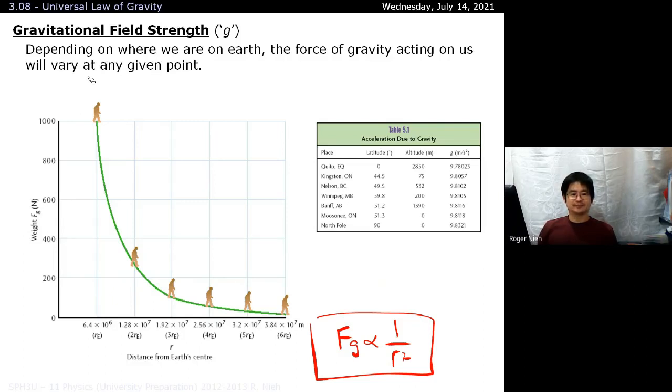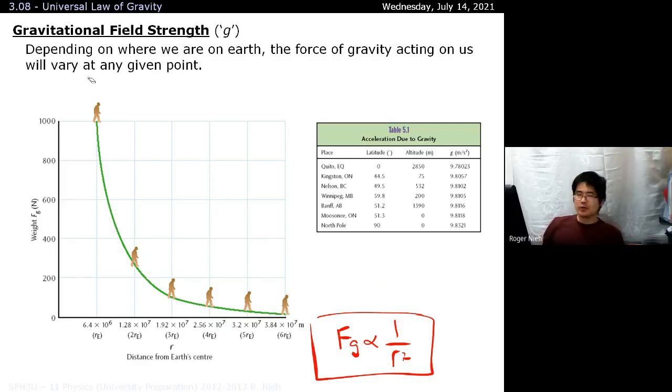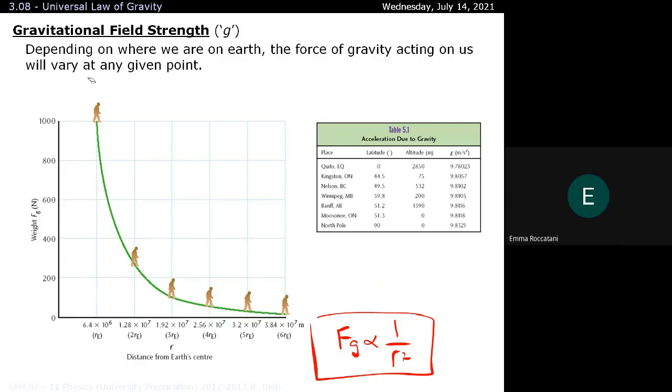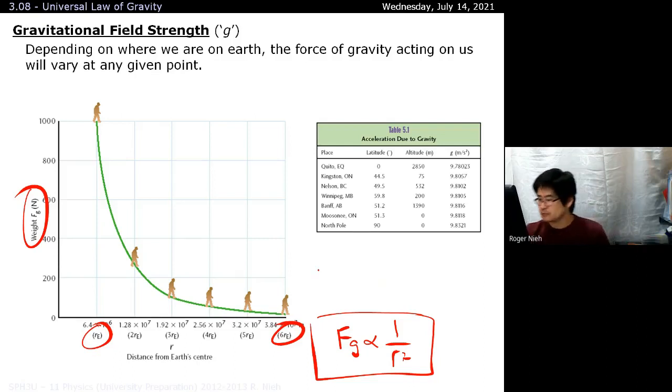Student: So generally, what is this graph showing? Teacher: Just a general statement. It's showing that it's an inverse squared correlation between a person's weight and their distance away from the Earth. Remember, RE is the radius of the Earth. It's an inverse squared correlation.